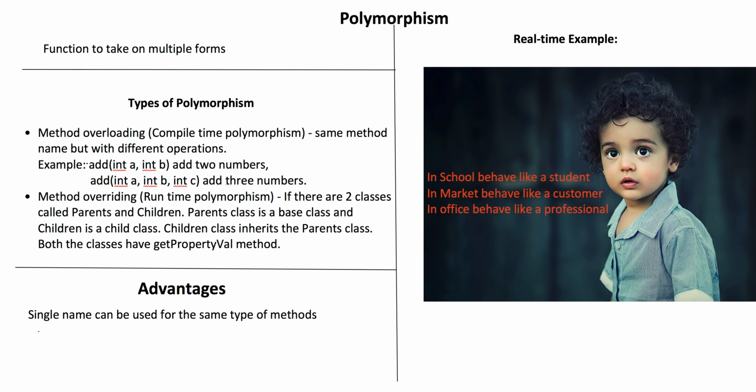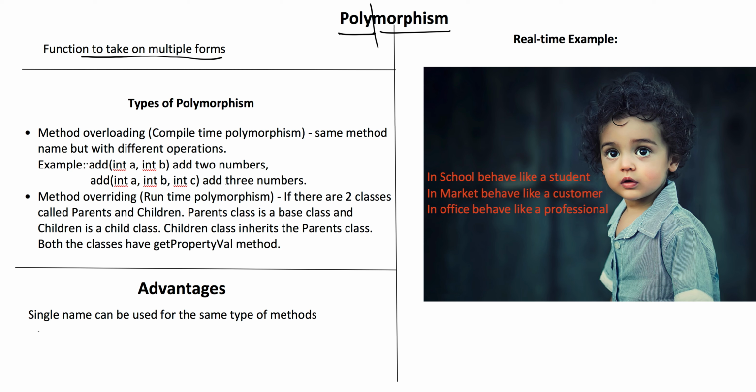So the polymorphism formal definition is a function taking on multiple forms. If a function can take on multiple forms, then it can be considered as polymorphism. So first, what is polymorphism? Poly means many, morphism means forms or ways. So that's the definition of polymorphism.